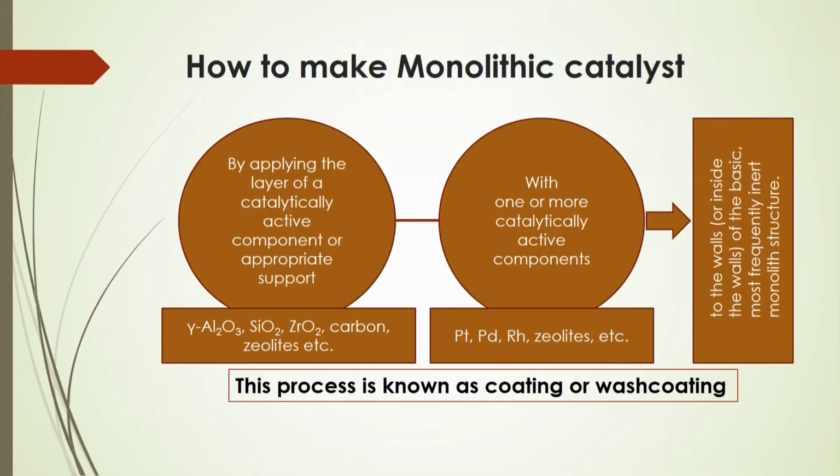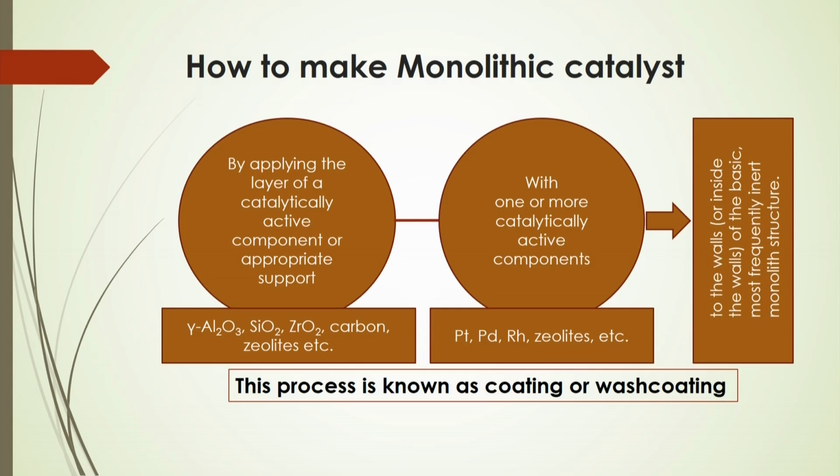You will see, by applying a layer of a catalytically active component or appropriate support, and then of course, it will be applied to the walls or inside the walls of the basic, most frequently inert, monolithic structure. But whenever you are procuring that monolithic catalyst by applying a layer of a catalytically active component or appropriate support, you have to make it with one or more catalytically active components.